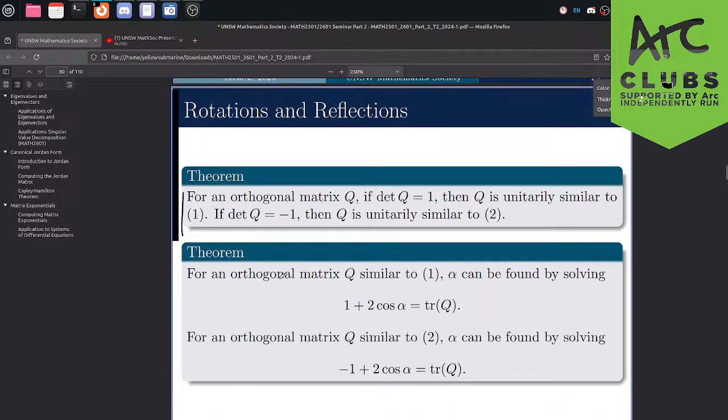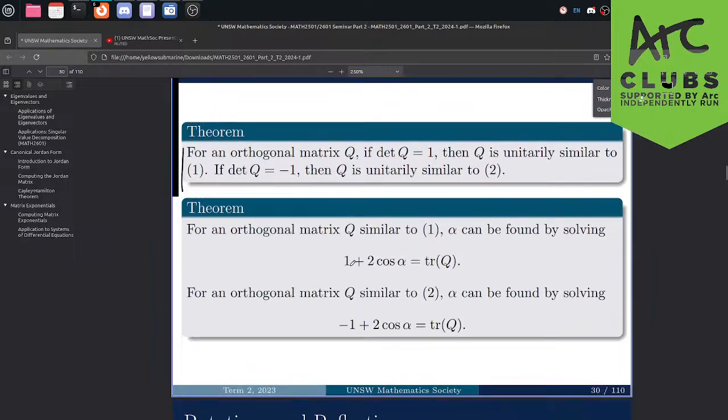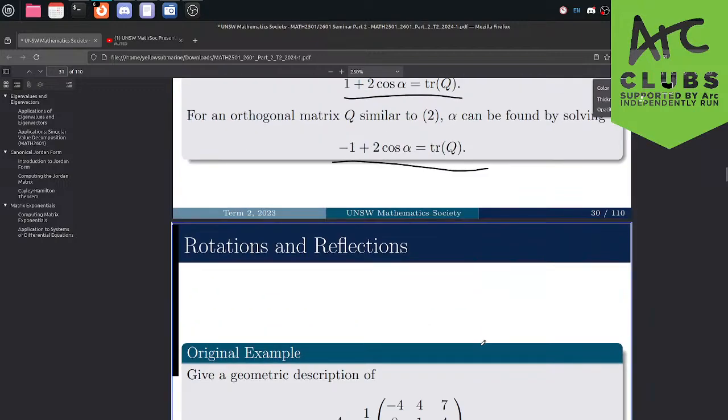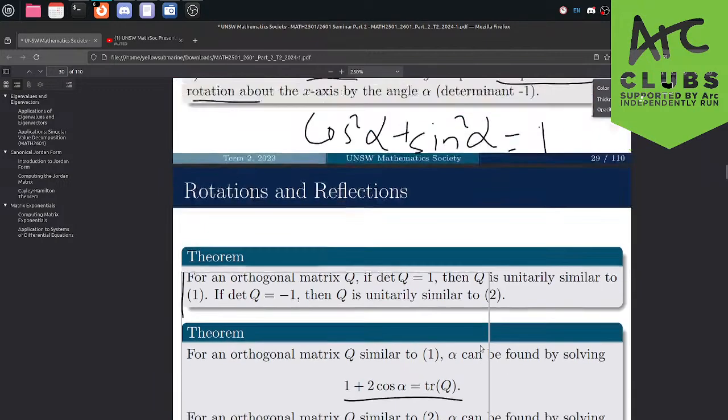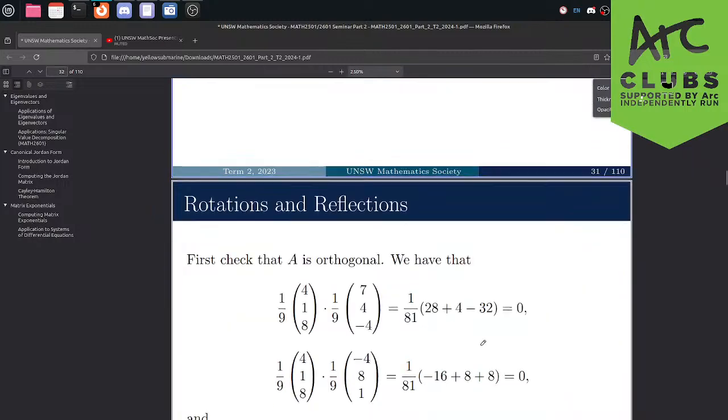So yep, here's that theorem over here. If the determinant is 1, it's a rotation. If the determinant is -1, it's a reflection and rotation. And we can also determine the angle of rotation by using the trace. And we can also calculate its axes. So we'll see how to do that.